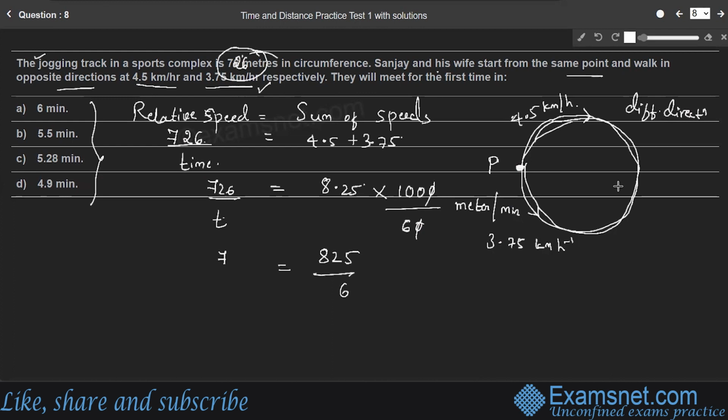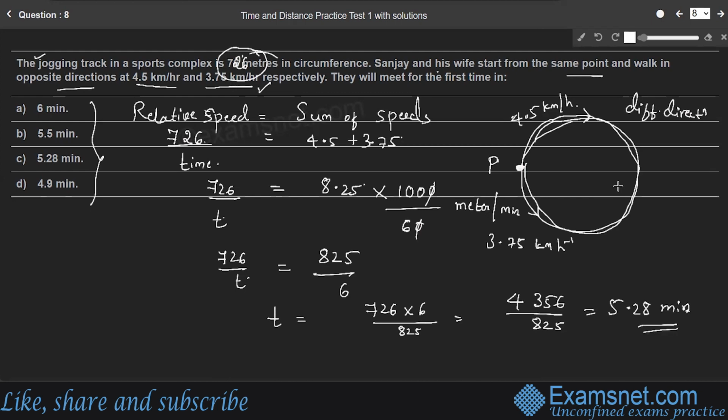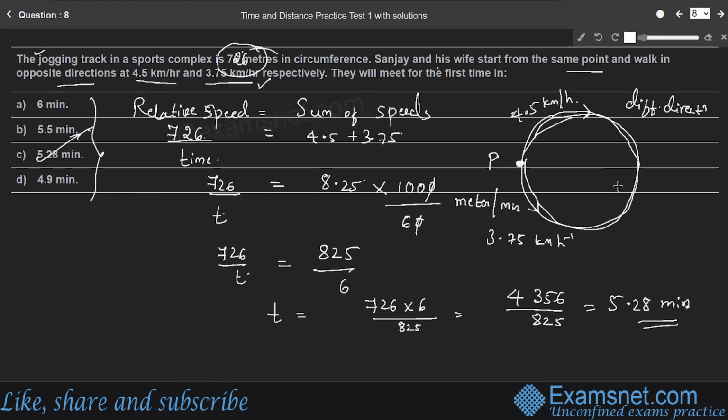Which is equal to 726 by t. So we need the value of t, right? t is equal to 726 into 6 divided by 825. So you will get 4356 by 825, which is equal to 5.28. So time is in terms of minutes, right? Hence option C is the right answer.